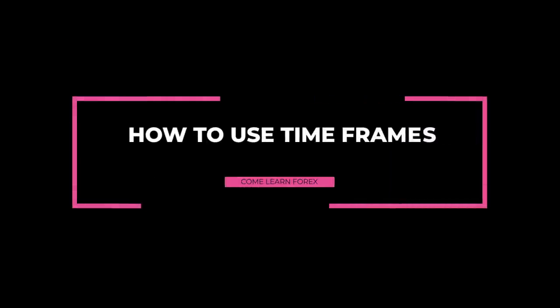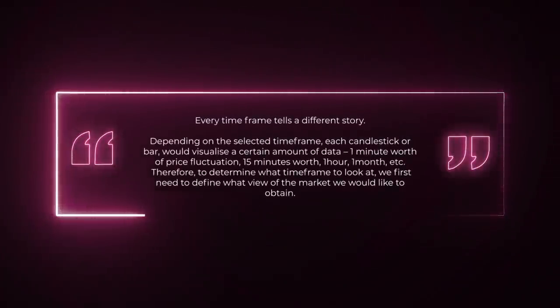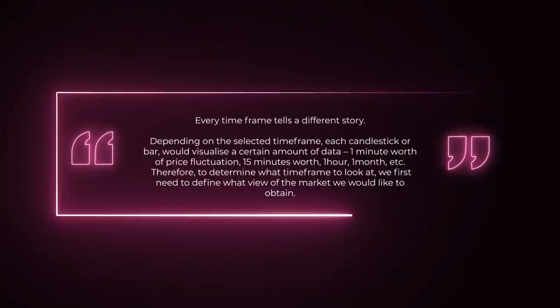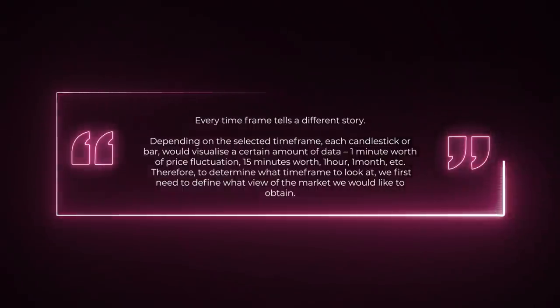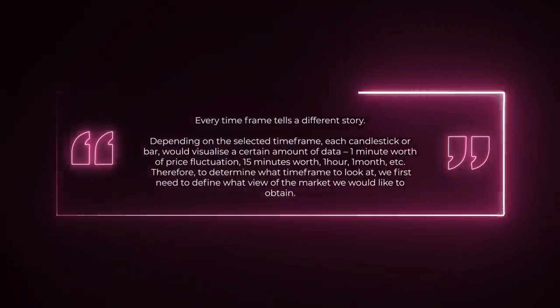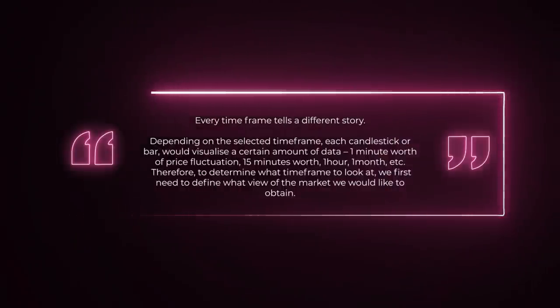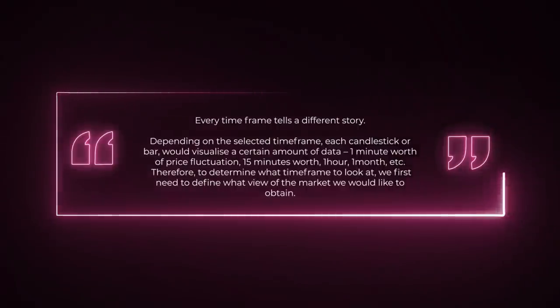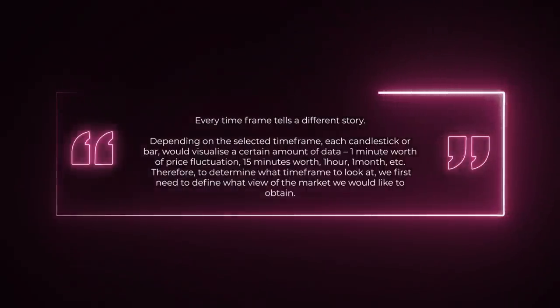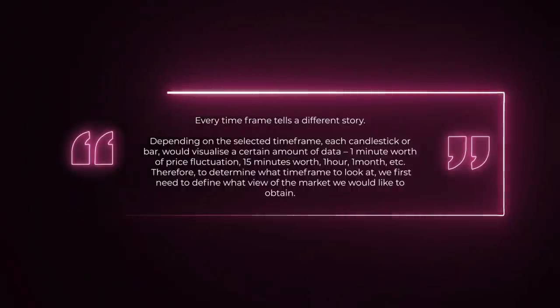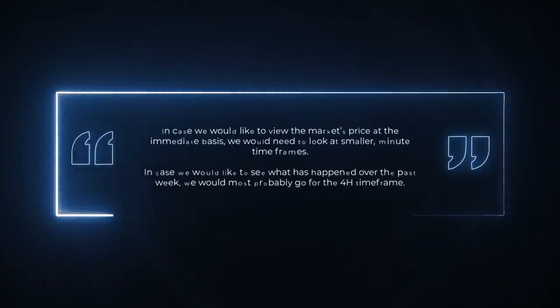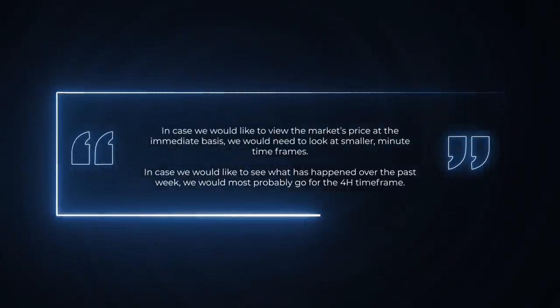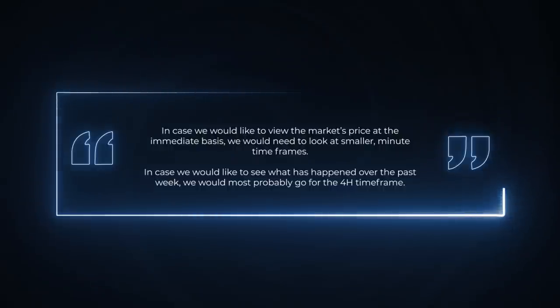So let's now have a look at how to use timeframes. Every timeframe tells a different story. Depending on the selected timeframe, each candlestick or bar would visualize a certain amount of data. 1 minute worth of price fluctuation, 15 minutes worth, an hour, 1 month, etc. Therefore, to determine what time frame to look at, we first need to define what view of the market we would like to obtain. In case we would like to view the market's price at the immediate basis, we would need to look at smaller, minute timeframes.